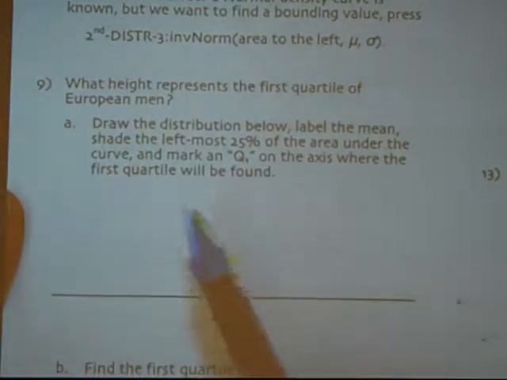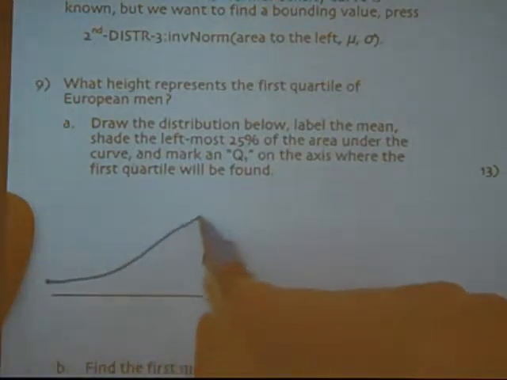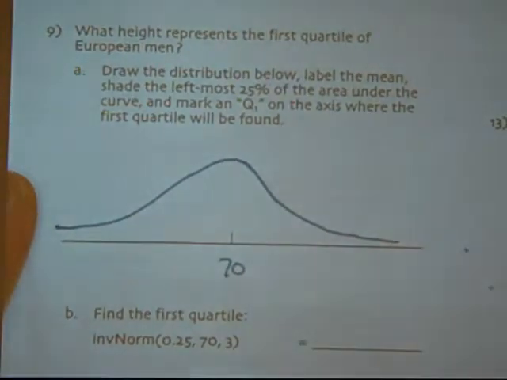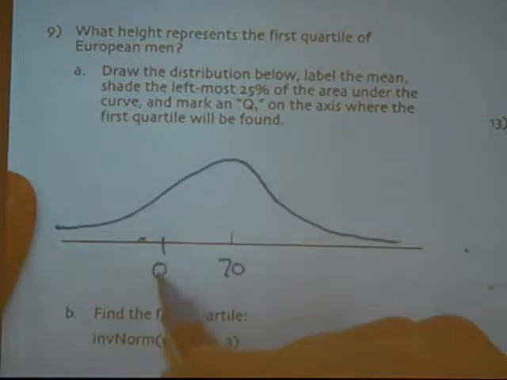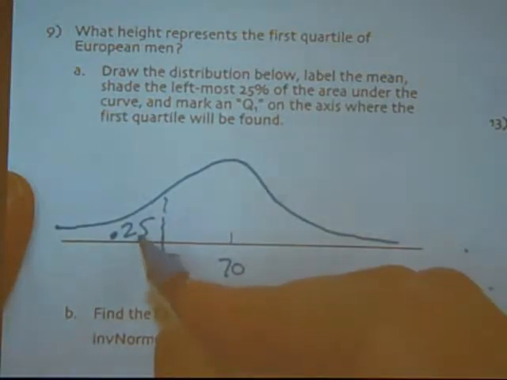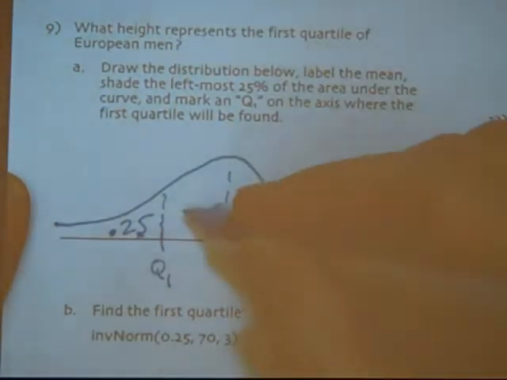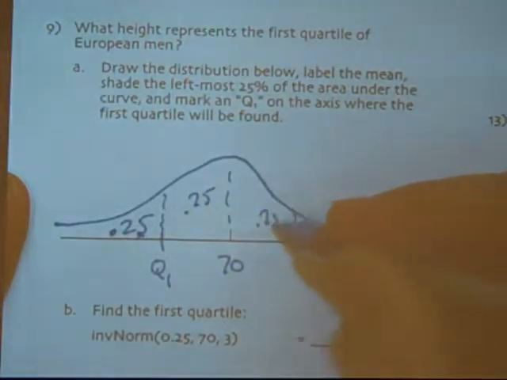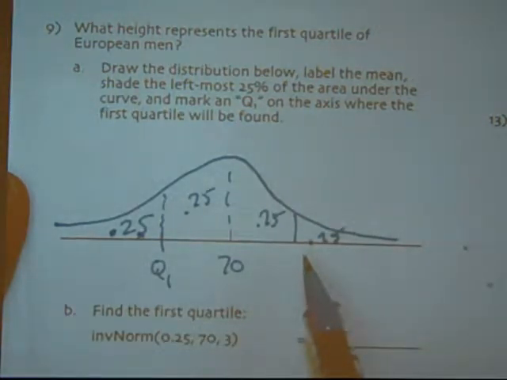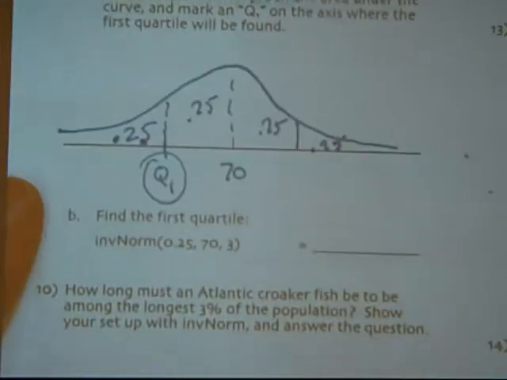So an example here, they say, what height represents the first quartile of European men? Again, the basic picture is this bell-shaped curve centered at 70, but the first quartile is a value down here on the axis that has 25% of the observations, or 25% of the area to its left, right? There's 25% there, another 25 here, another 25 here, and another 25 out here. That's what the first quartile is, that's what the last quartile is. Since you want to find the value on the axis, you need INV norm. And so here's the setup.